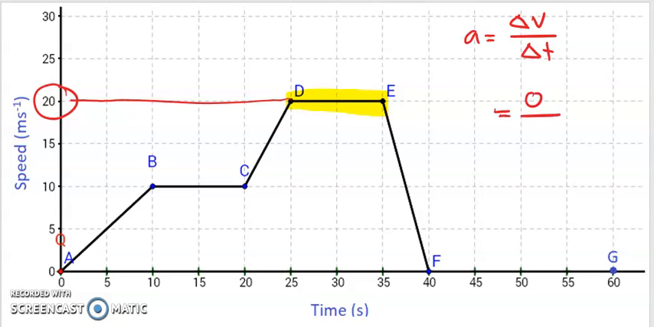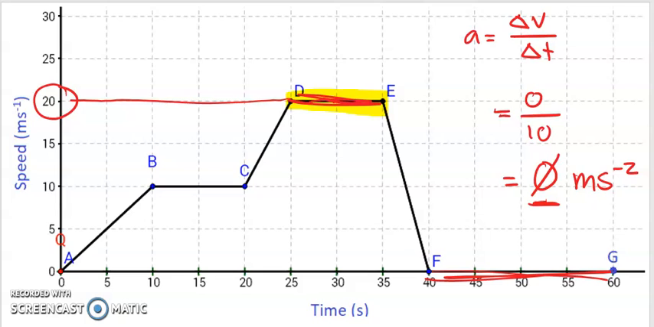So change in velocity is 0. Time in this case would be 10 seconds. Either way, constant speed means 0 acceleration. So whenever you see a horizontal line on a speed time graph, the acceleration will be 0 because they're either traveling at constant speed, like in D to E, or they're stationary, as in F to G.